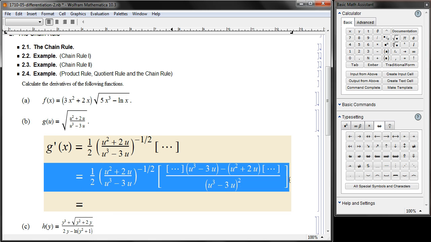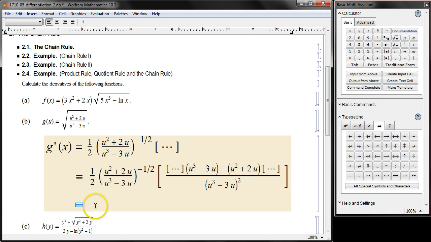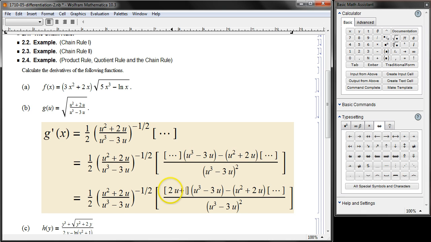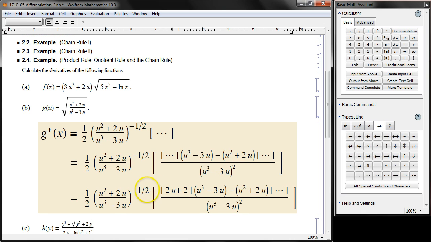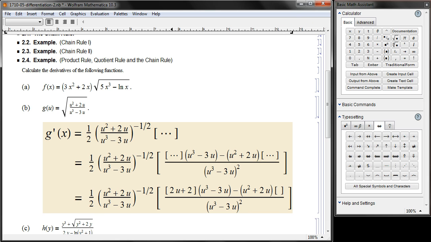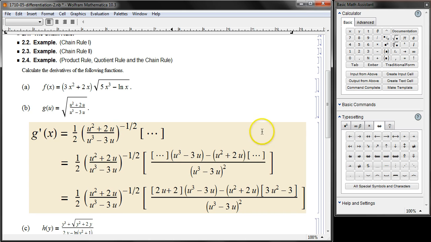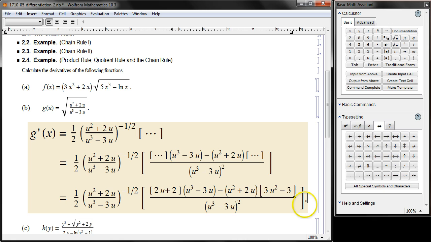Okay, shall we finish this problem? Let's go ahead and finish this problem. The derivative of the numerator is 2u plus 2, and v prime minus u v prime, the derivative of denominator. What is the derivative of this, 3u squared minus 3? Okay, does it look okay?